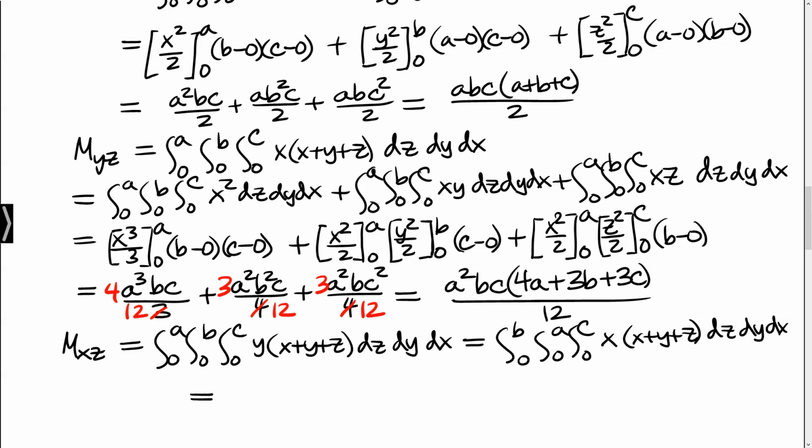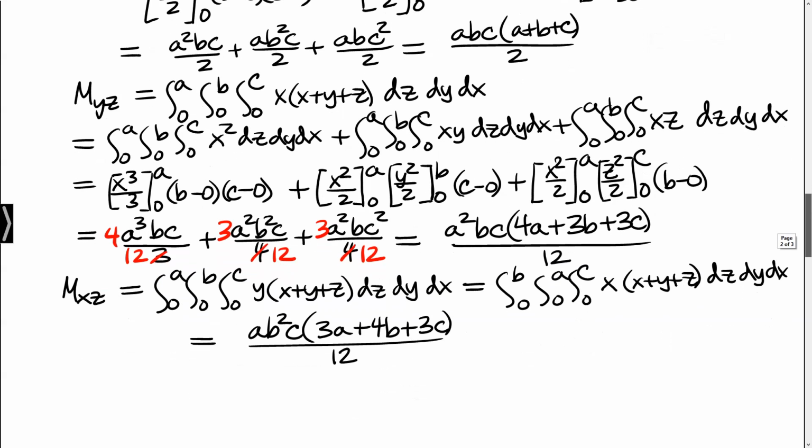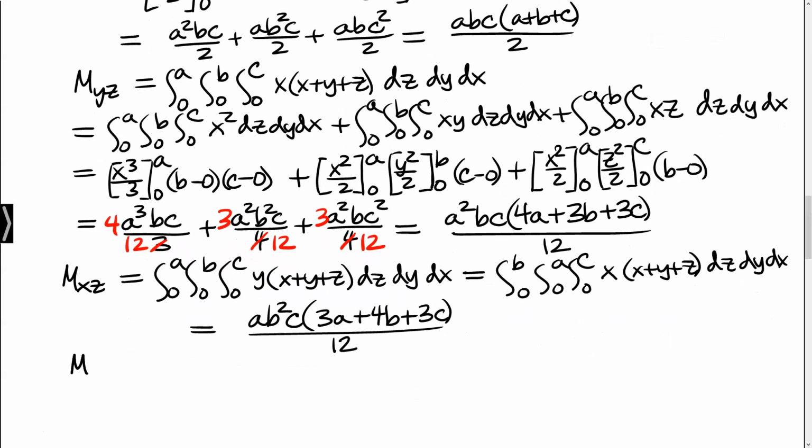Well, instead of having A squared BC, it's going to be AB squared C. Instead of having 4A plus 3B plus 3C, now it's going to be 3A plus 4B plus 3C. And it's still all over 12. All right, so if you didn't quite get that, you can work through the details if you want, but just think about switching X and Y and switching A and B. And then you should be able to also see the last moment. Actually, you want to pause the video, see if you can write down, based on the pattern, what the last moment would be.